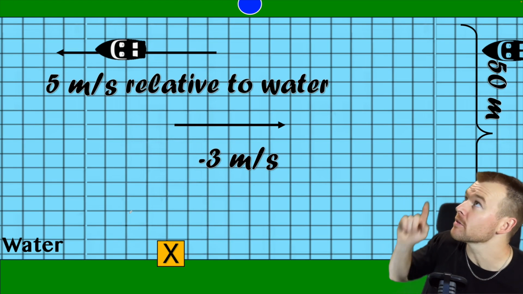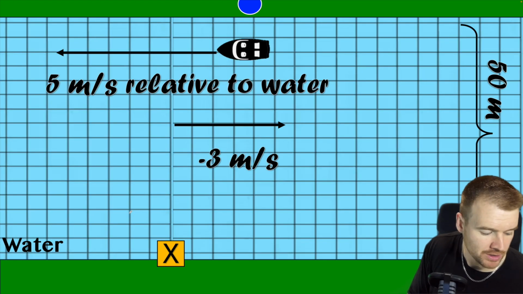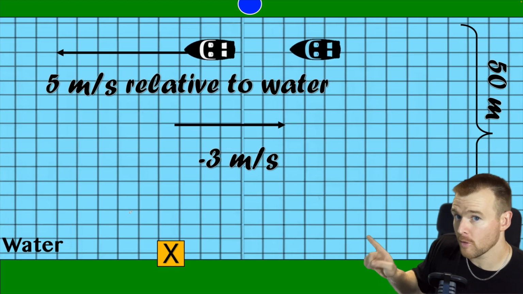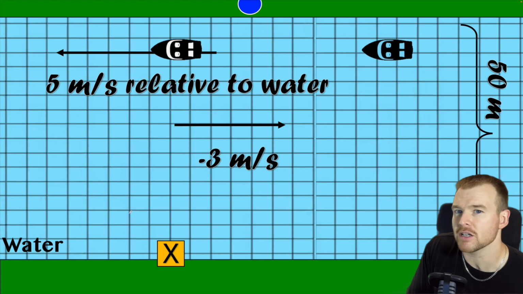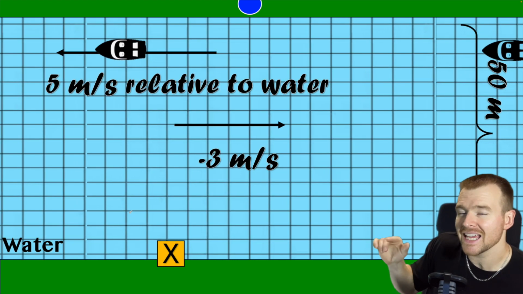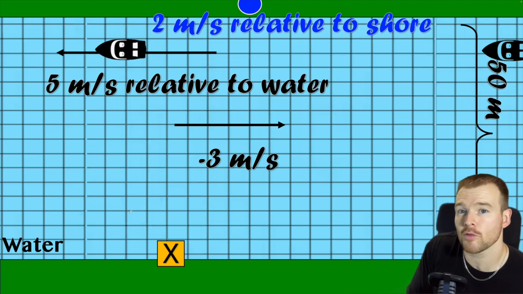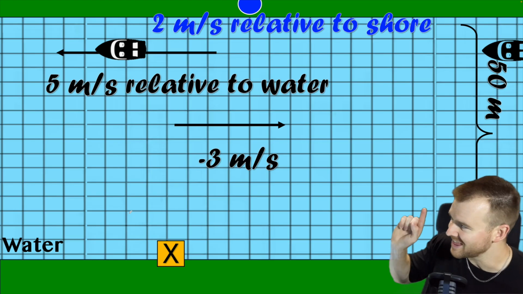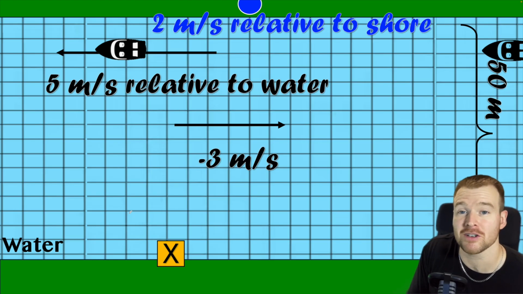But what's it look like from the person on the shore? Well, the person on the shore, I'll show it one more time, seems to be moving forwards, but not as fast as 5 meters per second. We've got to take away the 3 meters per second going this way. It appears like they're going at 2 meters per second relative to the shore. That's how fast they're moving relative to the person stopped.